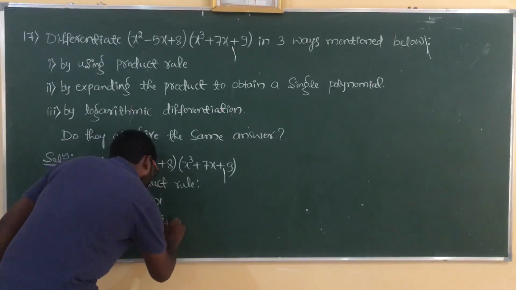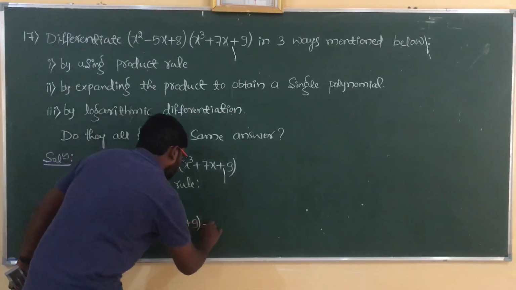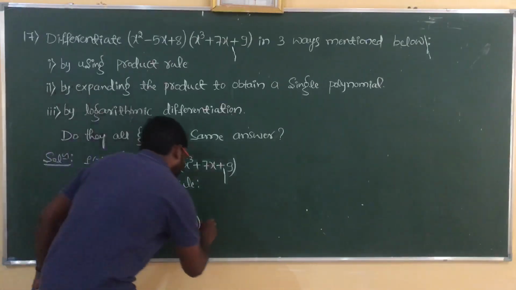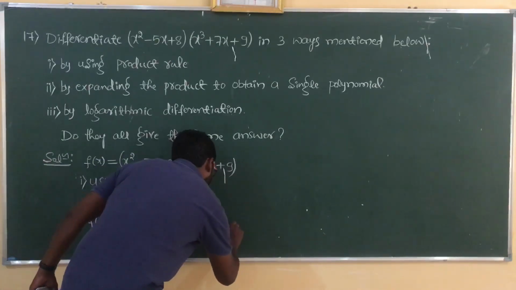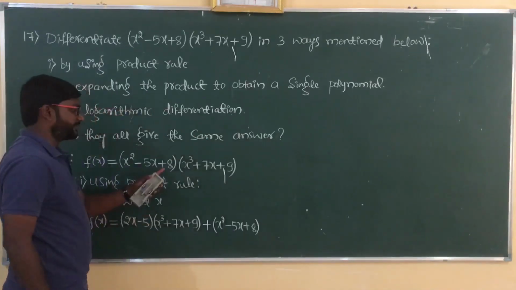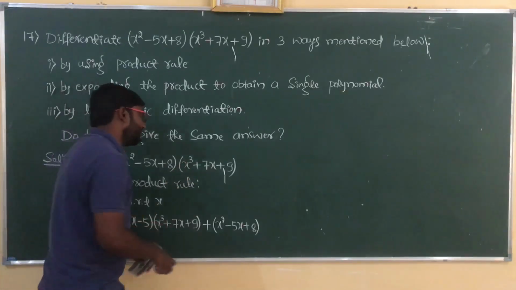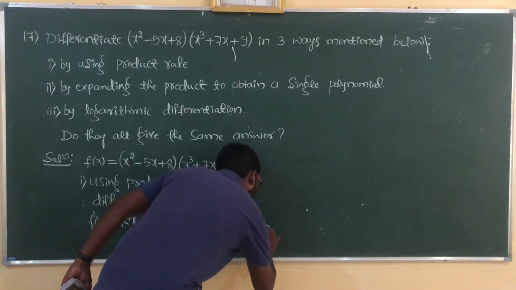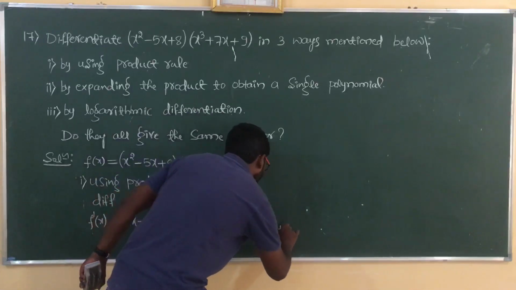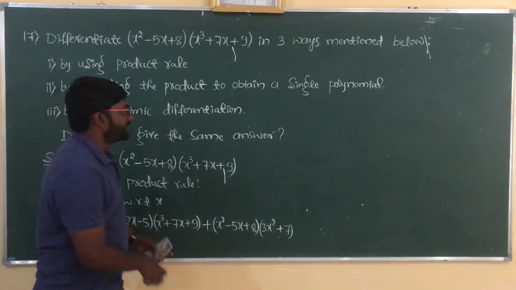plus 7x plus 9, plus, so we got u dash v plus u v dash. I write the first one as it is now, x square minus 5x plus 8. Now we have to differentiate this particular term. Derivative of x cube is 3x square, plus derivative of 7x is 7, and then derivative of 9 will be 0. So now let us go ahead with this.